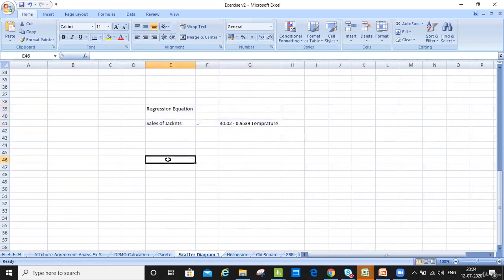So this equation, sales of jacket is my Y. This equation is Y is equal to C plus MX. I will talk about what is C and what is M here. Y is my response, my problem. C is the constant value that it has taken on its own, and M is the multiple of X.